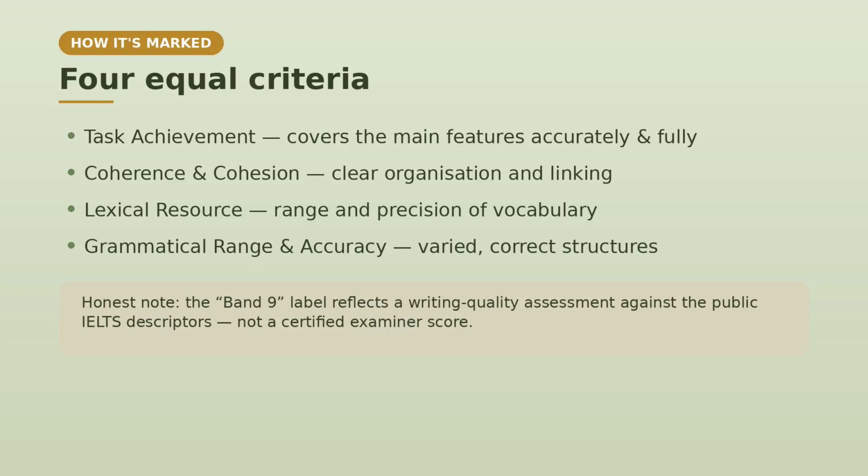Task 1 is marked on 4 things: task achievement, coherence and cohesion, lexical resource, and grammatical range and accuracy. An honest note: the Band 9 label here reflects a writing quality assessment against the public IELTS descriptors. It is not a certified examiner score.